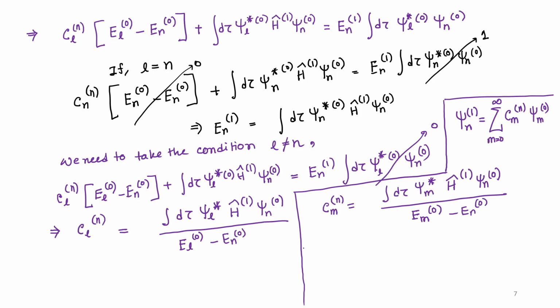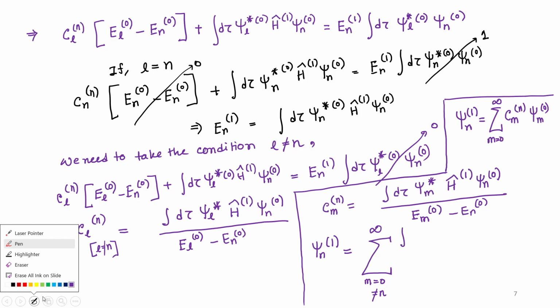Okay. What is my psi n then? Psi n first order correction is the summation, and we need to make sure that L is not equal to N. What would happen if L equals N? Then this part would have blown up. See, right? So not only m equals 0 to infinity, but also m not equal to n. We need to make sure of that.